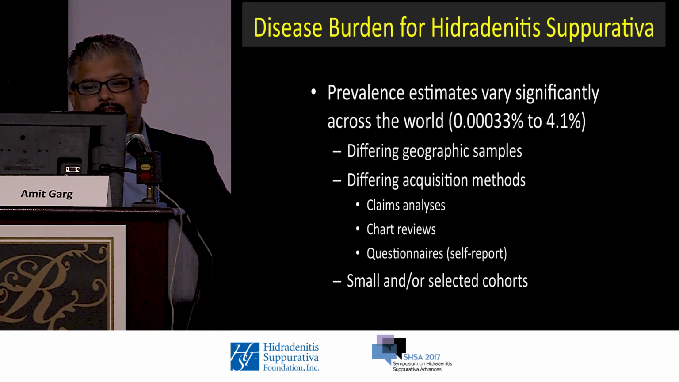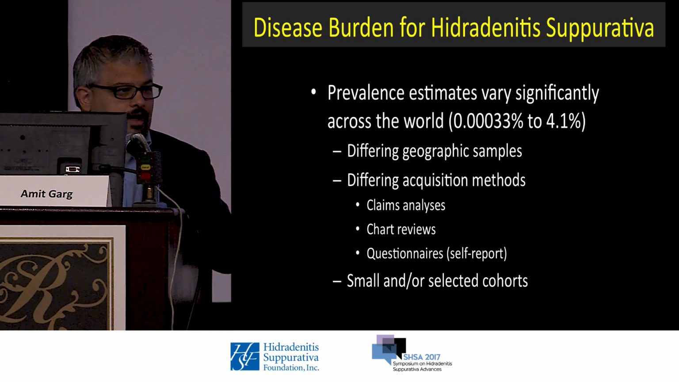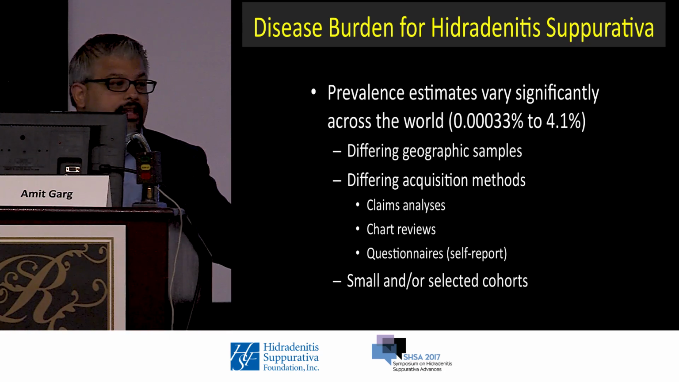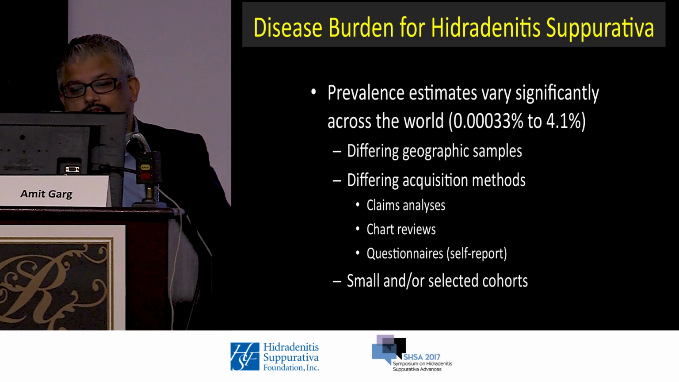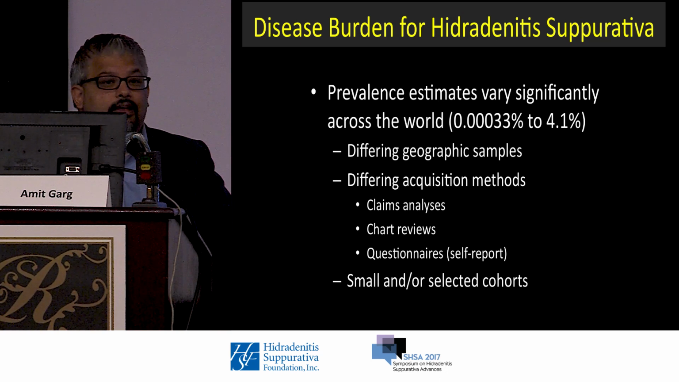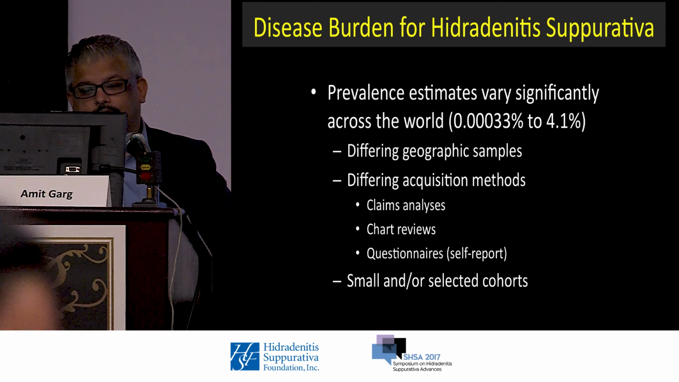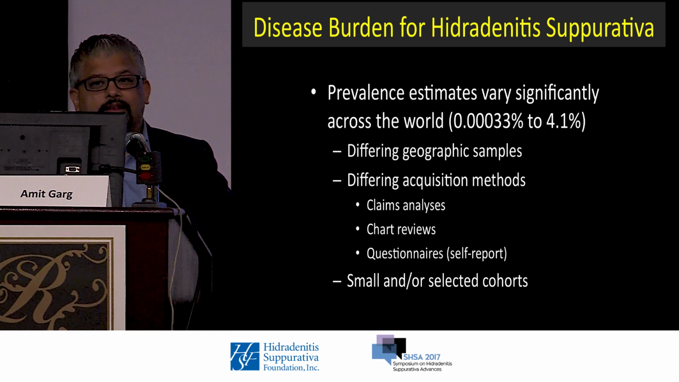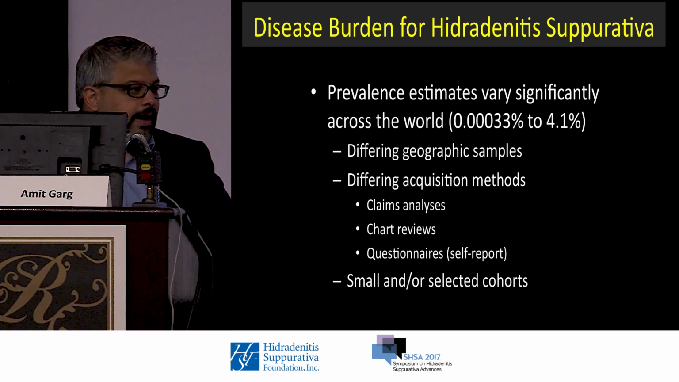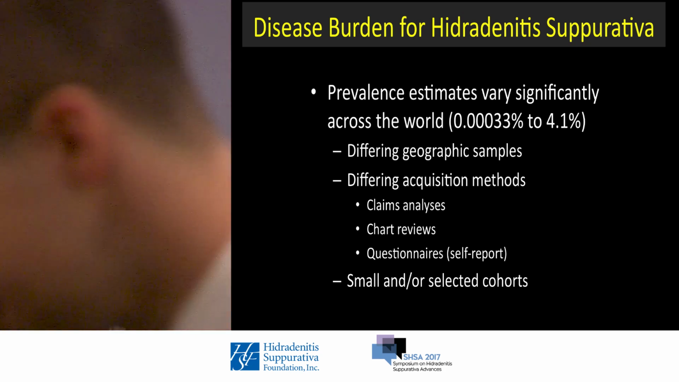When we look at prevalence estimates in the world, we see quite a range, and a lot of it is related to the different areas from which we sample these patients, and of course the different methods by which we acquire the data. There are claims analyses, claims combined with chart reviews, and then the other major method we've seen is self-report questionnaires from patients. And many of the populations just have some biases that need to be overcome.